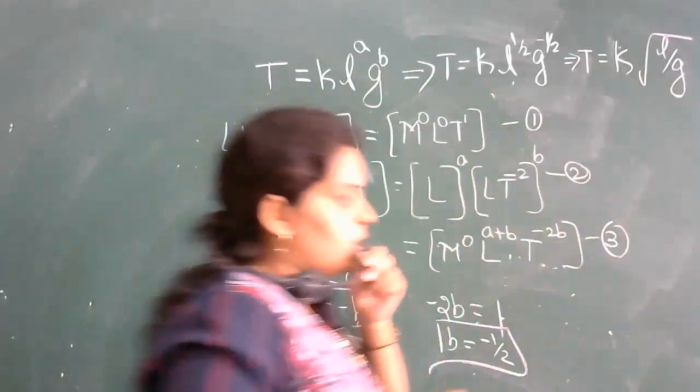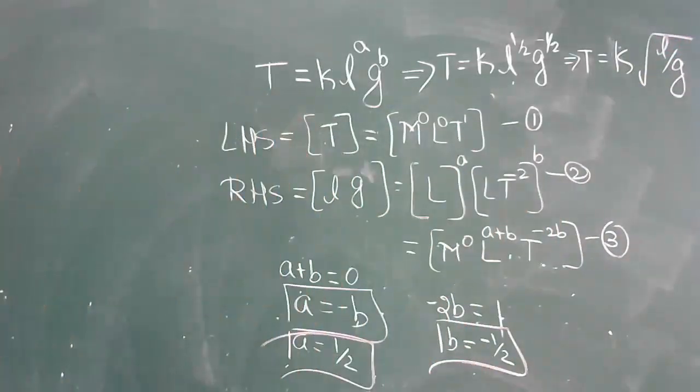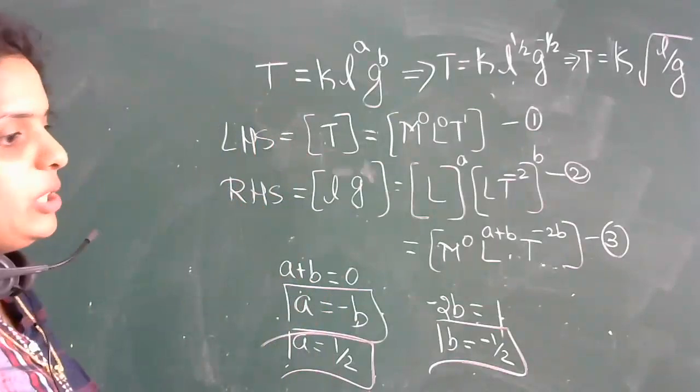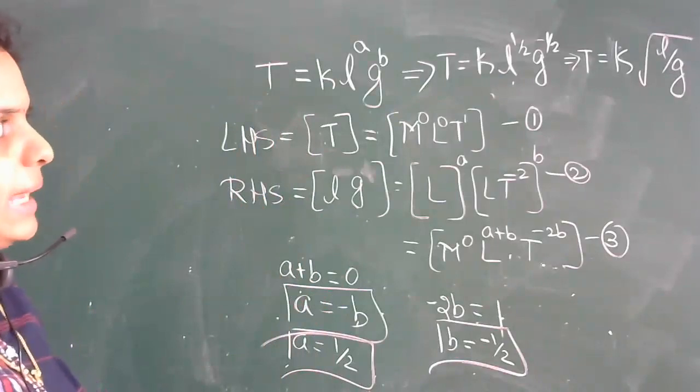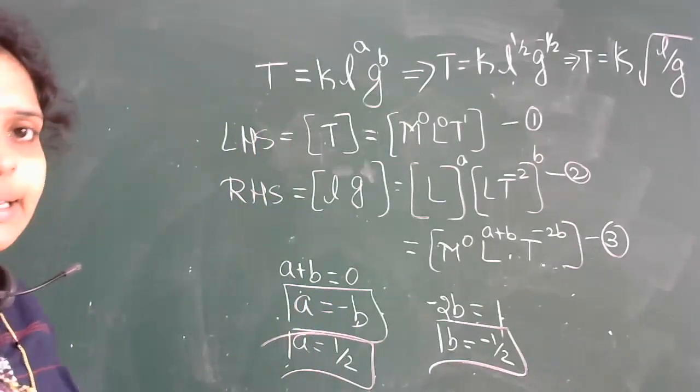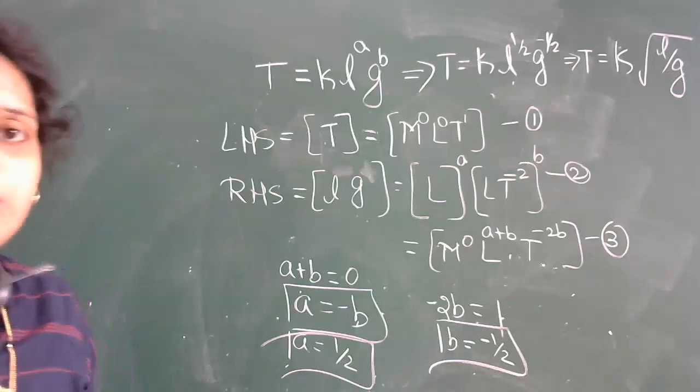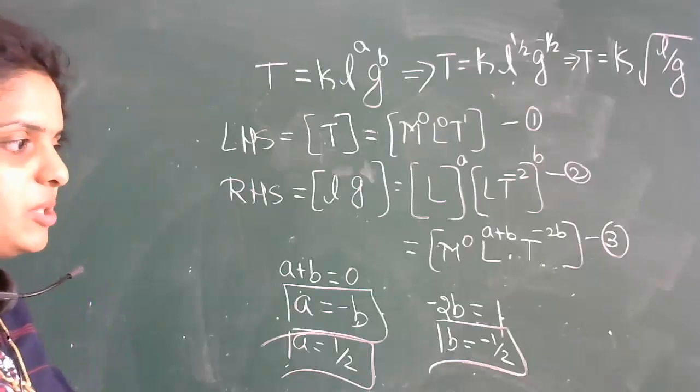How many of you understood this step? If your basic mathematics is good, you will understand. How many of you understood that last step? I have written it, T is equal to K root of L divided by g. How many of you understood that last step?